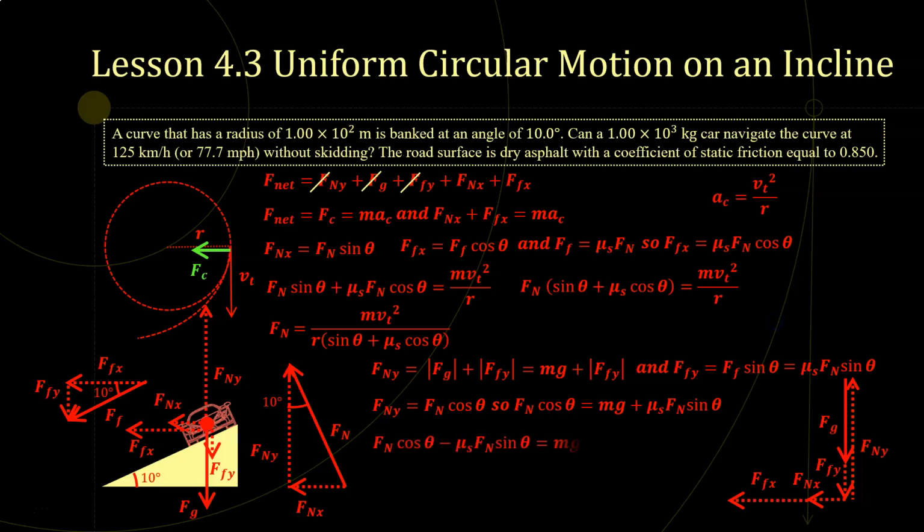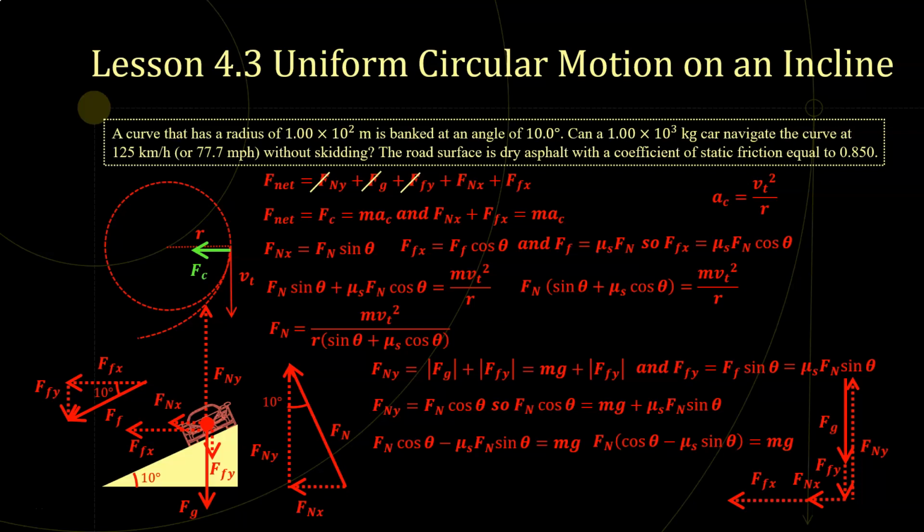Well, what if I get the terms that have the normal force on a side by themselves, and then I just have mg on the other side because it doesn't have a normal force in it. Now I can factor out the normal force. Once I factor it out, I have that normal force times the cosine of theta minus the coefficient of static friction times the sine of theta equals mass times acceleration due to gravity.